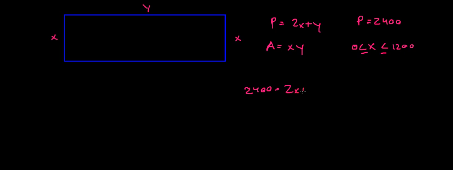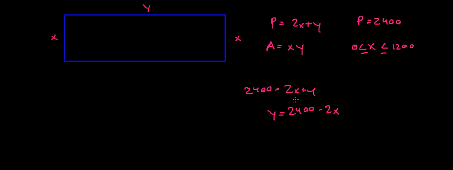is equal to 2x plus y. I can isolate the y. So this equation tells me that y must equal 2,400 minus 2 times whatever the x length is. Because I've got two x sides, and I've got 2,400 to work with, and however long x is, I'm going to have to multiply that by 2 and subtract it from 2,400, and that is whatever y is.